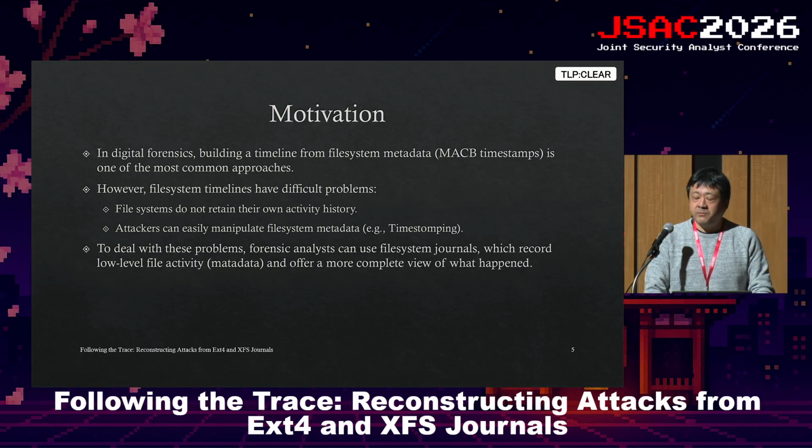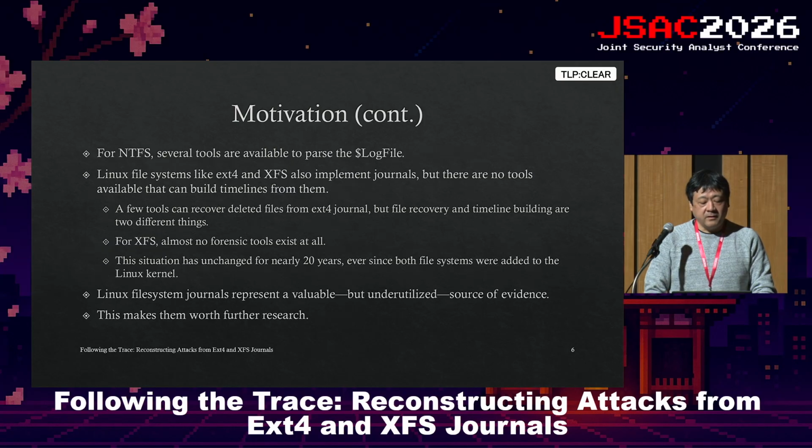Now, about the motivation of the research. In digital forensics, building a timeline from file system timestamps is one of the most common analytical approaches. But the file systems do not retain their own activity history. Only the final timestamp is retained. File systems are vulnerable to time stomping, leading timeline analysis to miss some critical activities. To deal with such shortcomings, forensic analysts can investigate file system journals, which record low-level file activity and offer a more complete view of what happened.